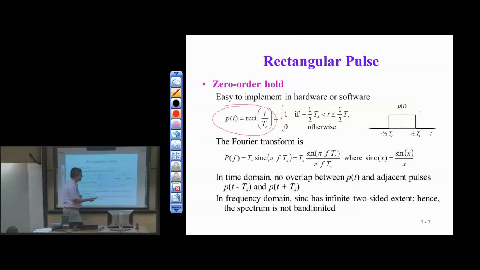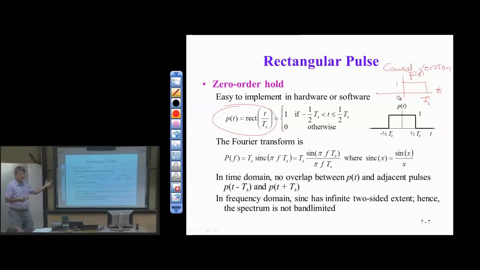Now here I show you a non-causal version. In practice, we would probably use a causal version. It depends on the application. If we've buffered all the data, it doesn't matter. But if the data is streaming at us, we would tend to use a causal version of this. So the causal version just starts at 0. All right, there's your causal version.